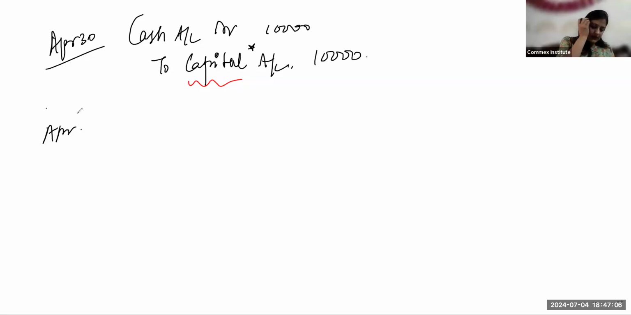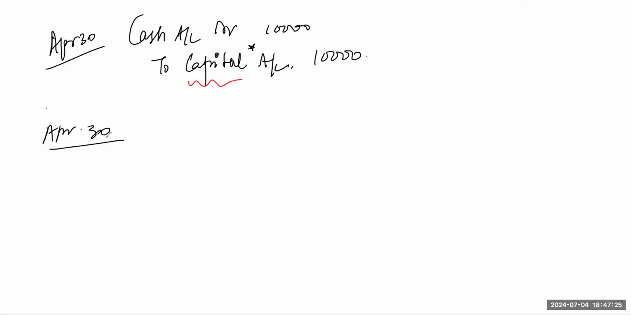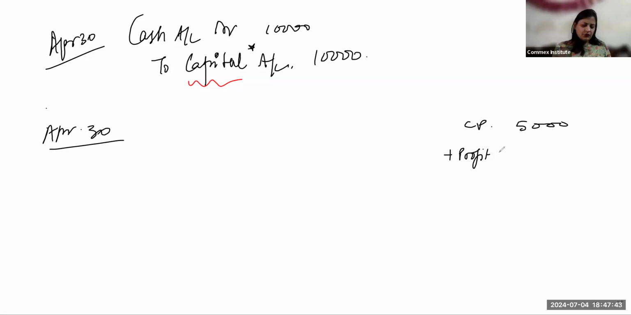So the next one is April 30th again. Rehan. Yes, ma'am. April 30th, sold goods costing 5,000 to Anitra for cash at a profit of 20% on cost, less 20% trade discount. And so the entry would be cash account debit to sales account, and the amount would be 6,800. Okay, you've calculated already.